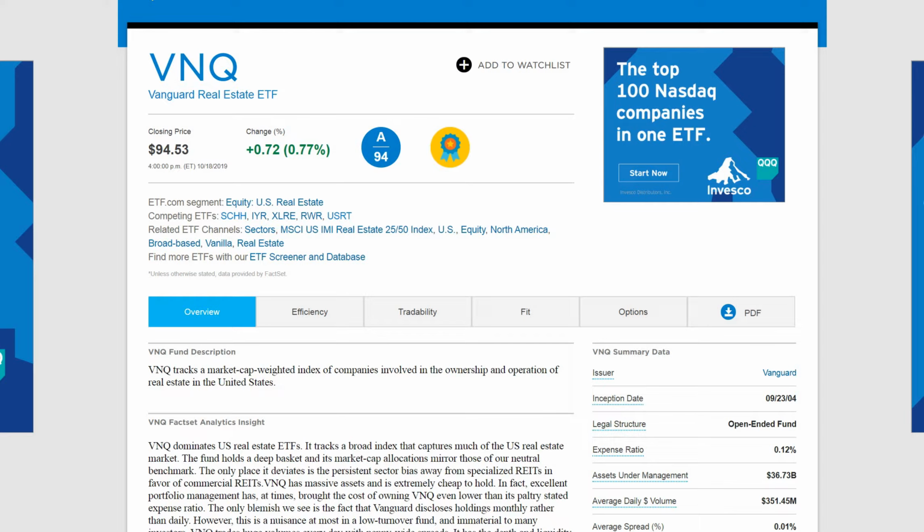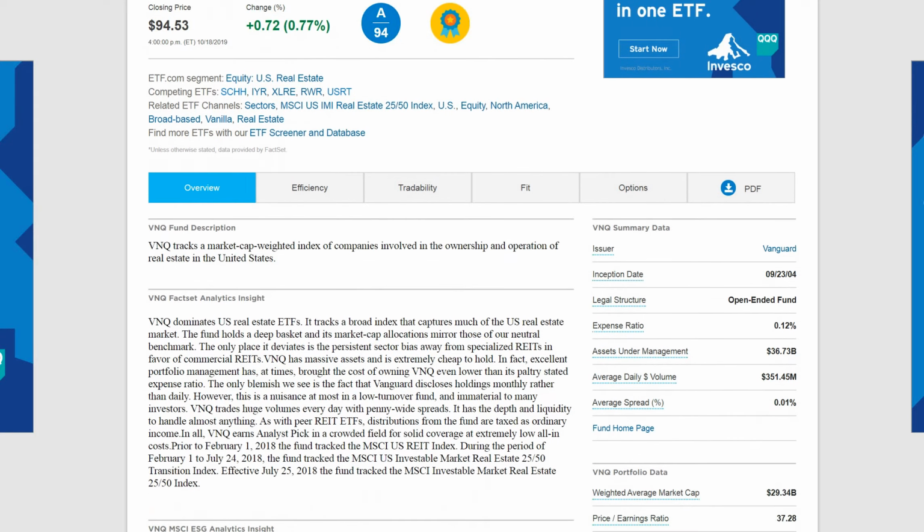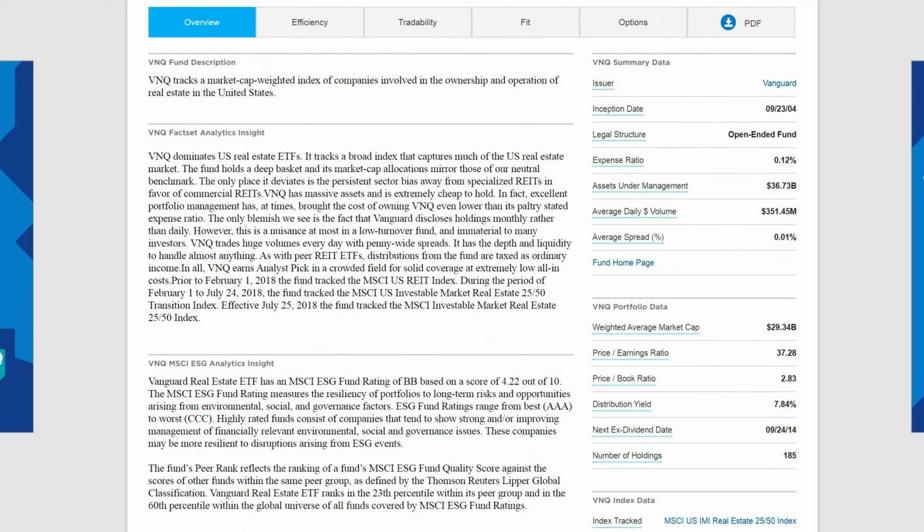And I'll do a stack rank at the very end of the video here. But for this, what I'm looking at is the inception date. I'm looking at the expense ratio, so how much it's going to actually cost. I'm going to look at the assets under management. How many assets are currently being managed by these ETFs? I'm also going to be looking at the number of holdings.